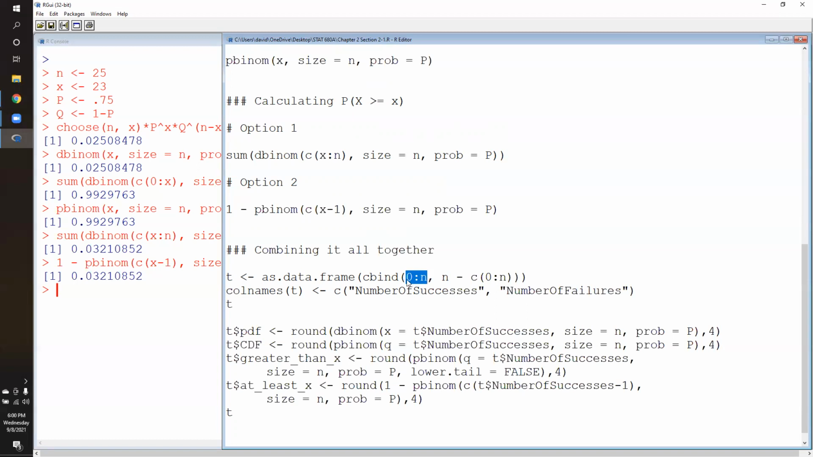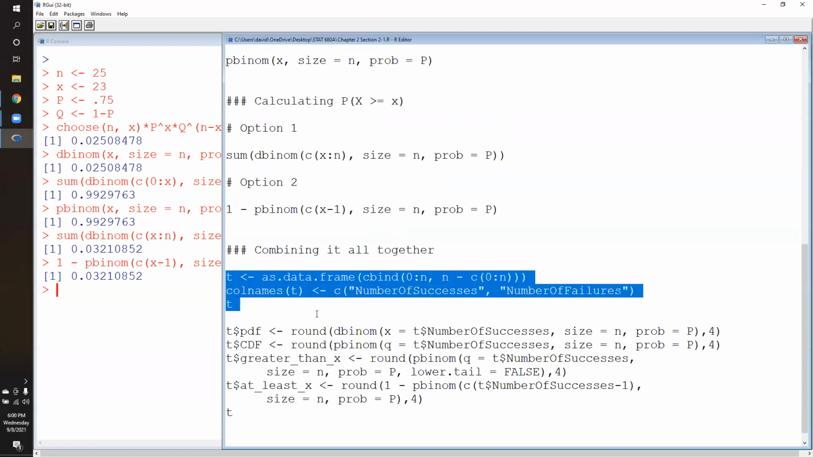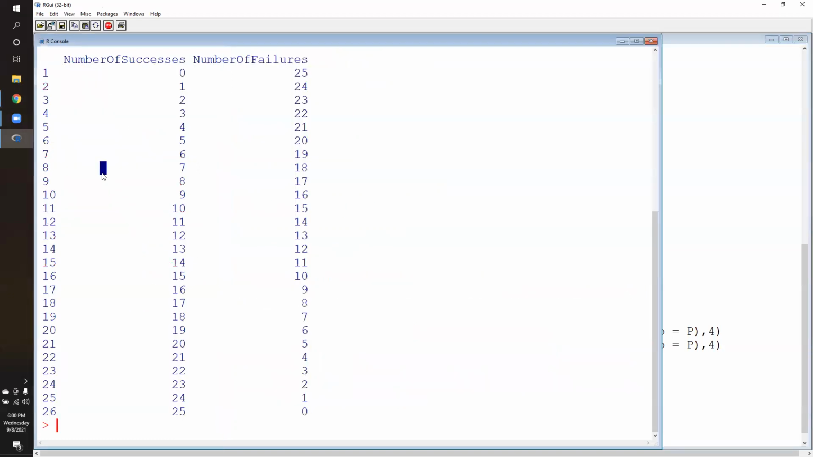But if I have 0 successes, that means that I would have 25 failures. So I could set up a table that would tell me my number of successes and number of failures. So let's look at that real quick. And we see that when we have 0 successes, that means we have 25 failures. If we have 1 success, that means we have 24 failures. All the way down to when we have 25 successes, that means we have 0 failures.